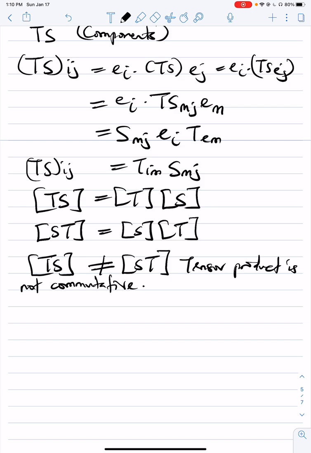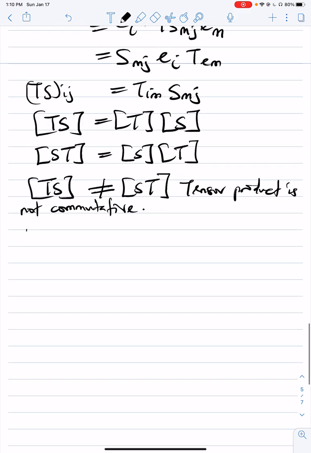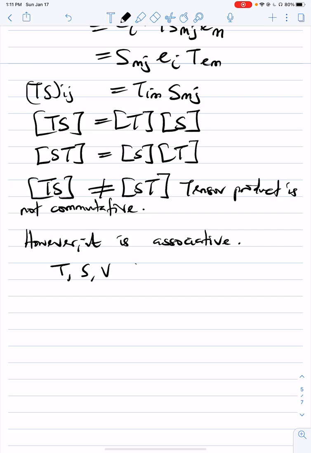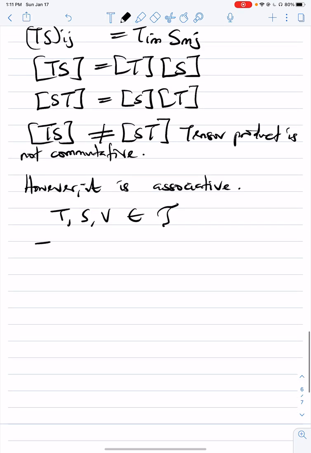I hope this is clear. However, it is associative. So if you have T, S, V, they belong to a class of tensors, right? So all these expressions hold. If you multiply them, you have three tensors. If you multiply them, the order really doesn't matter. They'll give you the same value.